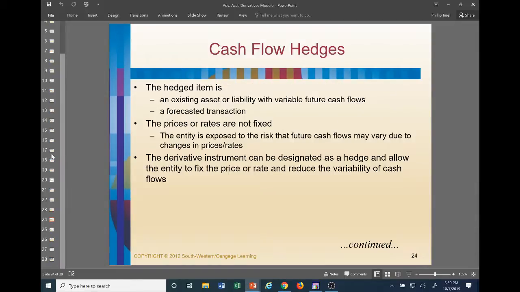What about cash flow hedges? The hedged item is an existing asset or liability with variable future cash flows, or a forecasted transaction. A cash flow hedge is used to establish fixed prices or rates when future cash flows could vary due to changes in prices or rates. So once again, the prices or rates are not fixed. The entity is exposed to the risk that future cash flows may vary due to changes in prices and rates. The derivative instrument can be designated as a hedge and allow the entity to fix the price or rate and reduce the variability of cash flows.